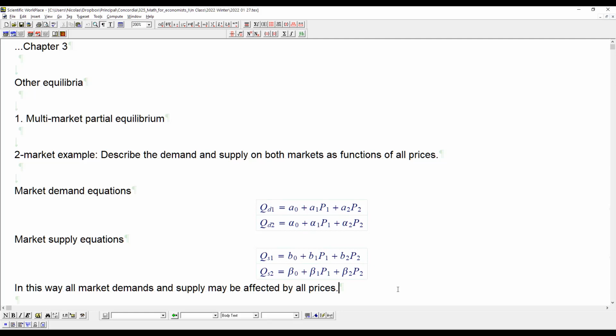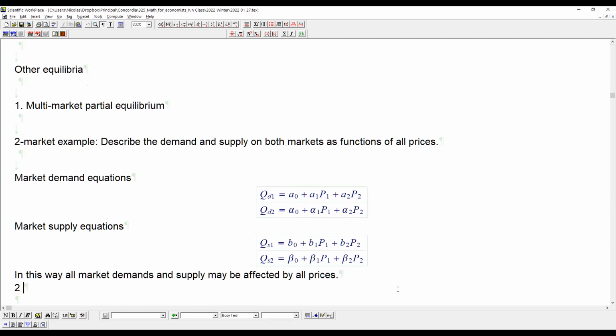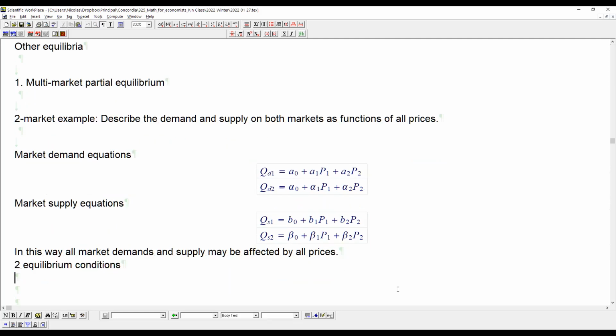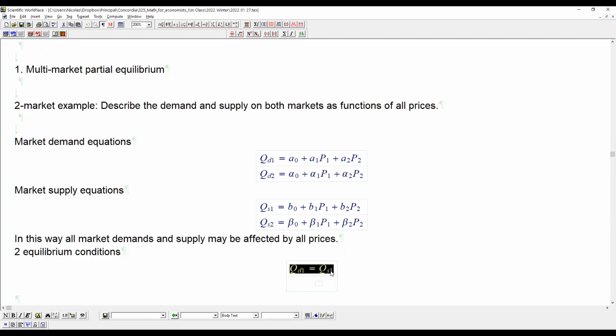Yes, and how many do I have? Yeah, 2 equilibrium conditions, since we have 2 markets. Equilibrium. So I need quantity demanded on the first market to equal the quantity supplied on the first market, and the same thing for the second market.